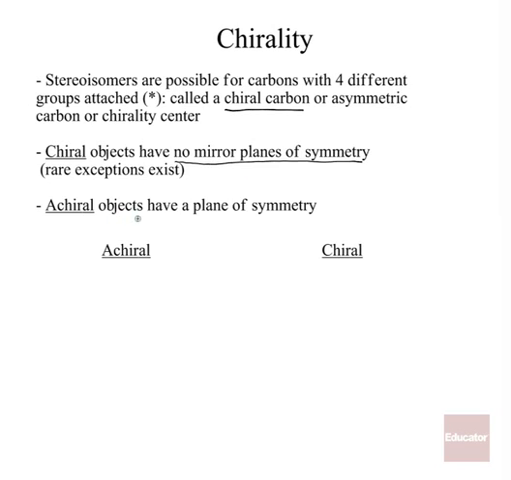If an object does have a plane of symmetry, we're going to describe that molecule as being achiral, meaning not chiral. Okay, so let's take a look at some sample molecules and see if we can determine whether or not they might be chiral or achiral.